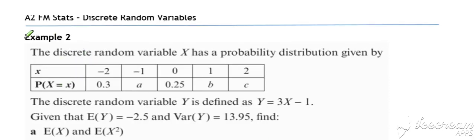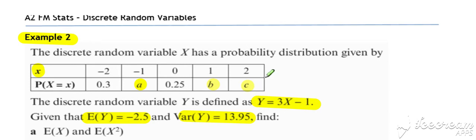Similar idea in example two. So here we've got the probability distribution for x with unknown a, b, and c. And we've been given a variety of information. The information that we've got is that the expectation of y, where y is 3x minus 1, is equal to minus 2.5, and the variance of y is equal to 13.95.